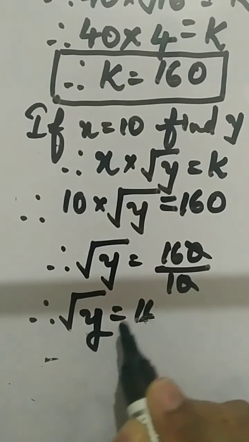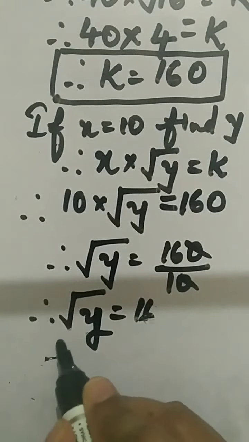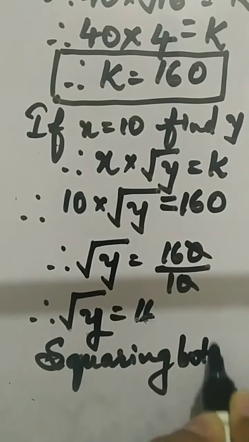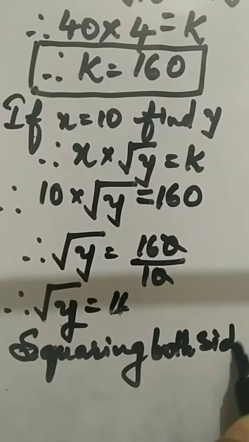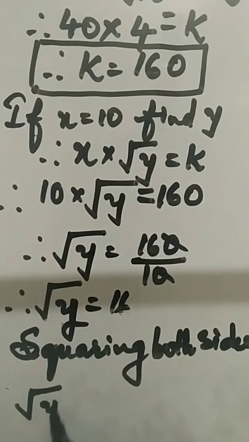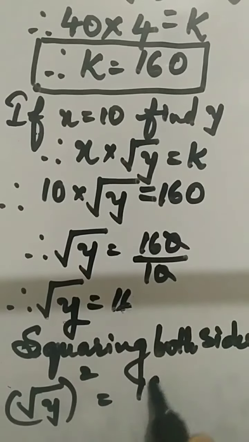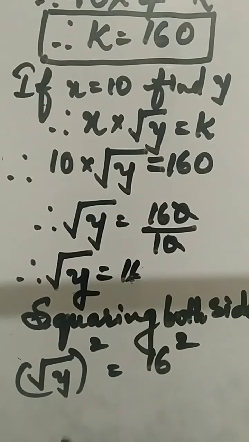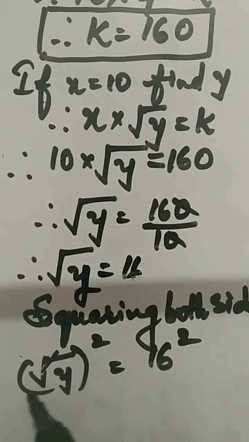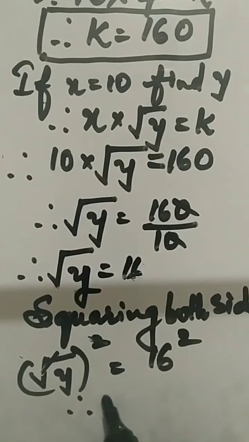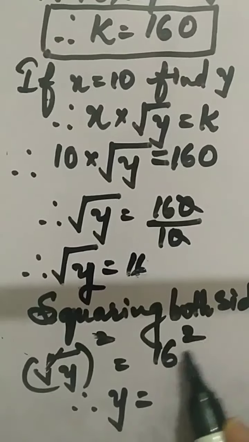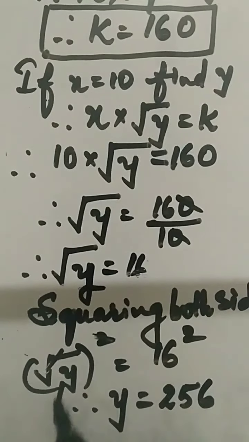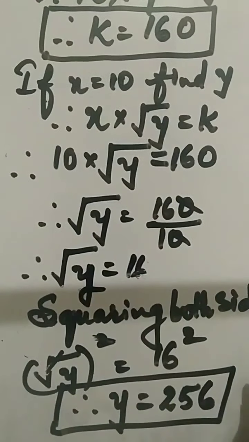So if I want to remove the root sign, what will I do? I will do the squaring both sides. Squaring both sides. So root of y the whole square is equal to 16 square. Understood? So when you do root y into root y, this square root sign will get cancelled. So you get y is equal to what? How much is 16 square? 16 square is 256. So we got y as 256.